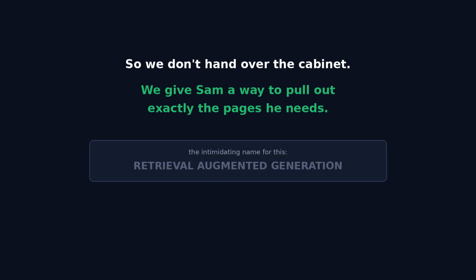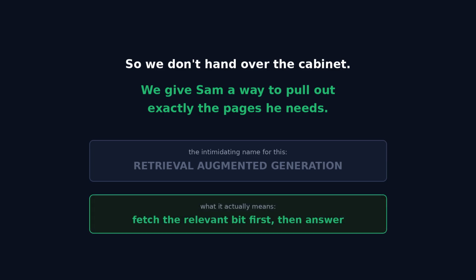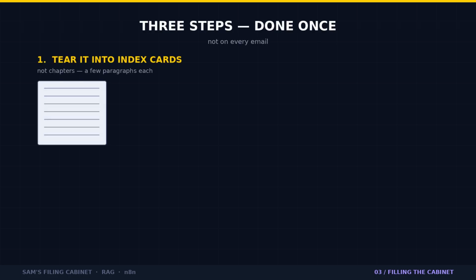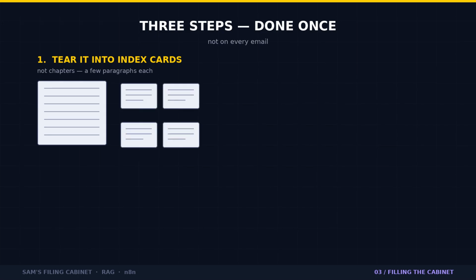That's the whole idea. It has an intimidating name, Retrieval Augmented Generation, but strip the jargon and it just means go and fetch the relevant bit first, then author. So here's how we fill the cabinet. Step 1. Take your documents and tear them into index cards. Not chapters, cards. A few paragraphs each.